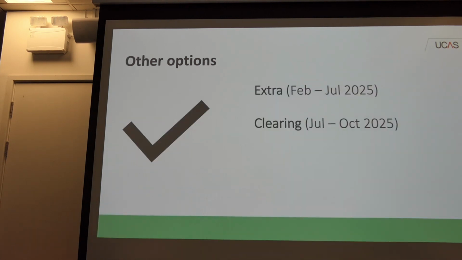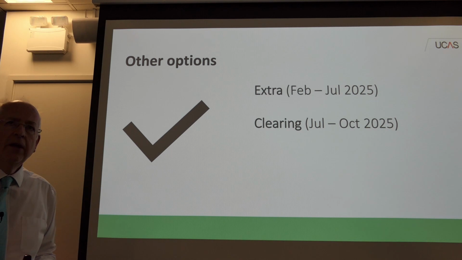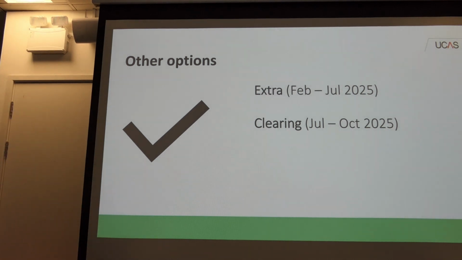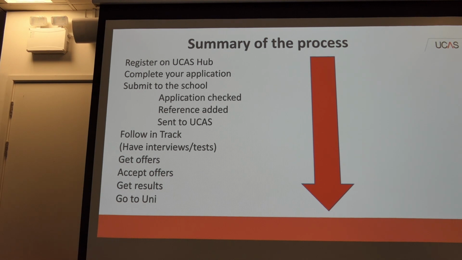We have 2 other options. There's something called Extra, which, if you don't get any offers by sort of February time, you can apply for, 1 university at a time. And there is something called Clearing. In the good old days, Clearing used to happen after results day. These days, Clearing opens earlier, when universities still have spaces on courses, and you can apply at that point.